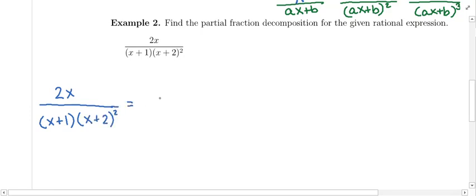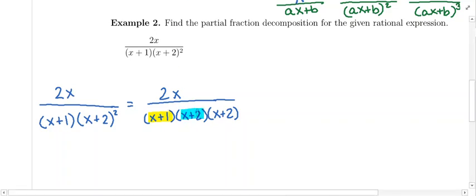This is the same thing as, I'm going to write out all my factors here, 2x over x plus 1 times x plus 2, and then the x plus 2 is squared, so it needs to be multiplied by itself. Again, if you look at these individual factors, we have x plus 1. That's linear. The highest power of x is 1. And then x plus 2 is a linear factor. The highest power of x is 1, but it's repeated because we see that linear factor twice in the bottom.